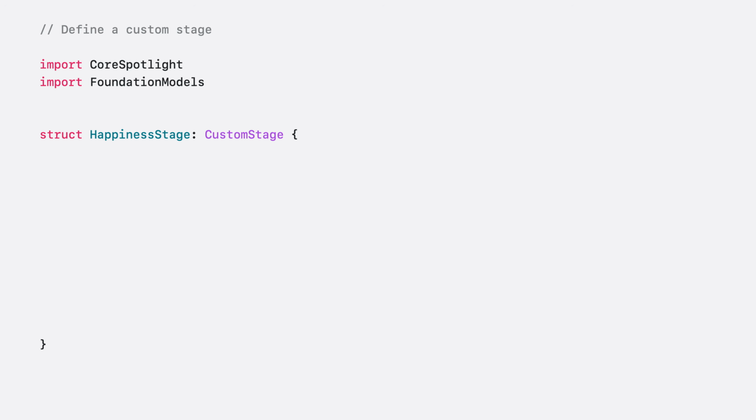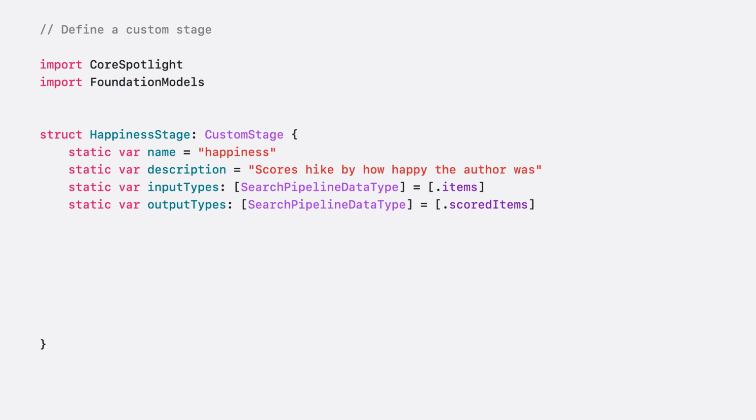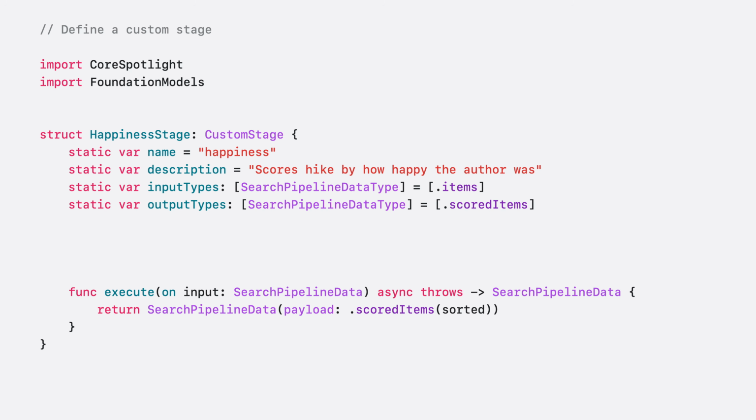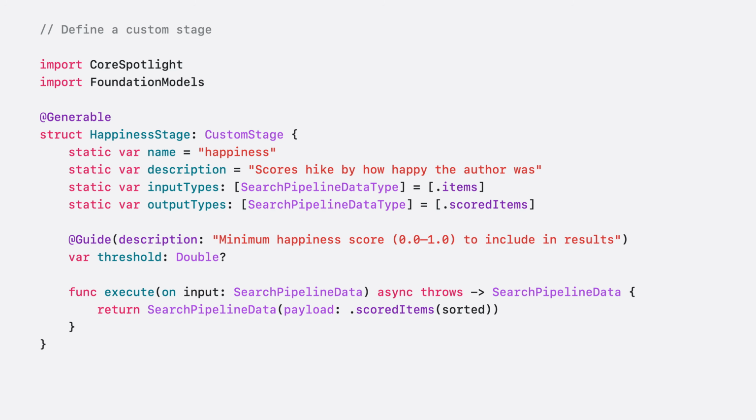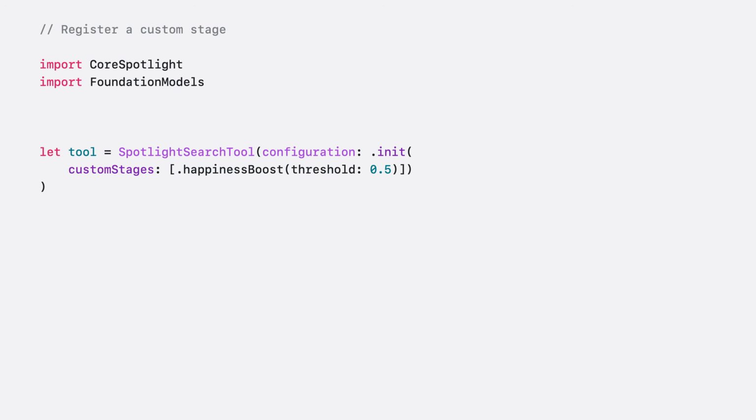To build a custom stage that computes a happiness score, we'll want to operate on a searchable item as the input and return a scored version as the output. The score can be computed by running a sentiment analysis model over the notes attribute on the item, or by some other custom logic, perhaps taking into account hikes rated with 5 stars. And since this is a generable type, we can add properties with guides to inform the model on which results to prefer. Then we simply register the stage by adding it to the tool's configuration.